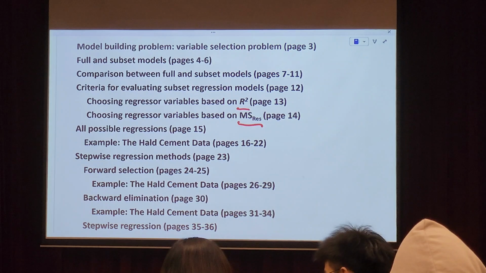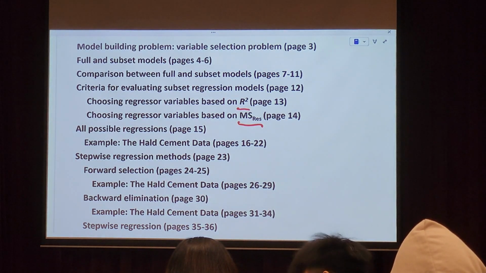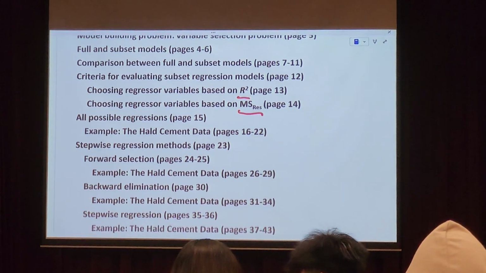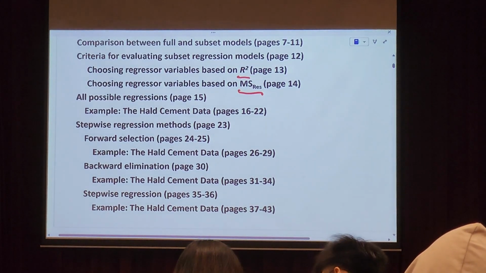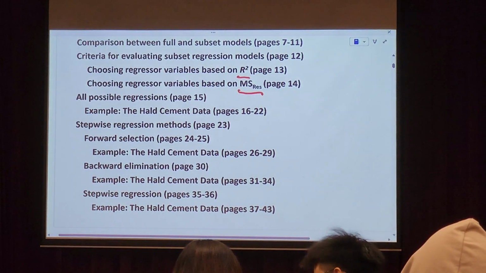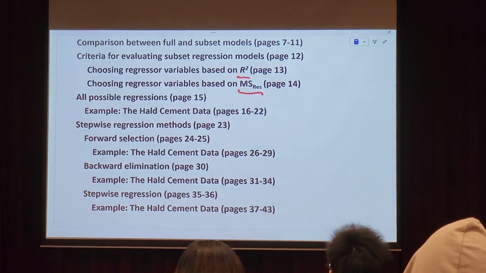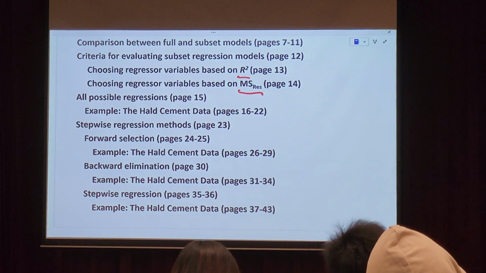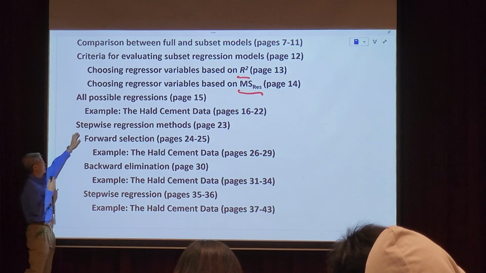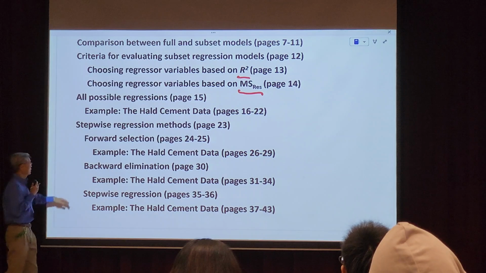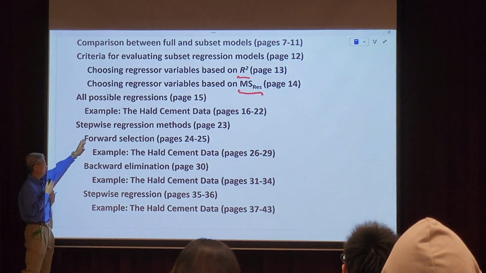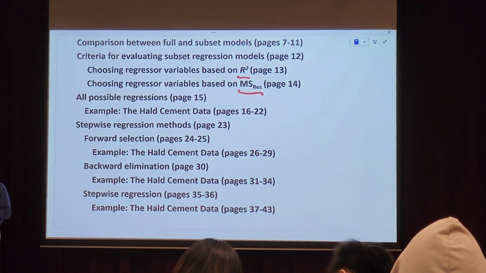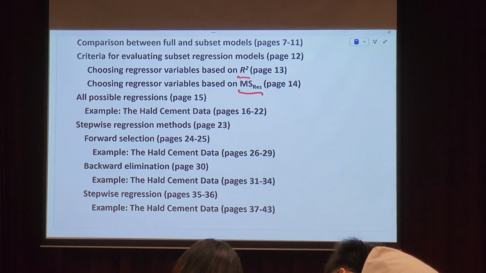So these are the two criteria that I will use to choose a subset of regressor variables. Now there are two possible ways of doing it. One is using all possible regression, and another way is to do it stepwise. Stepwise has three types: forward, backward, and stepwise. So I'm going to discuss these methods today.